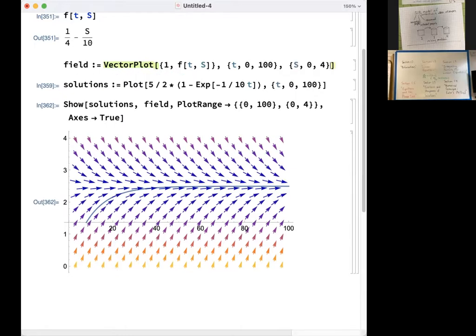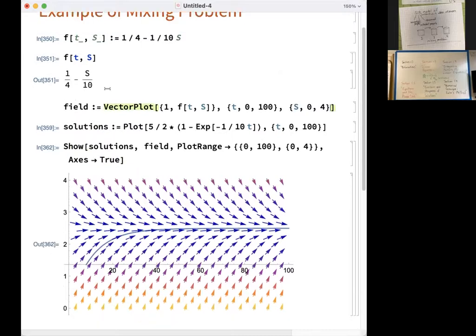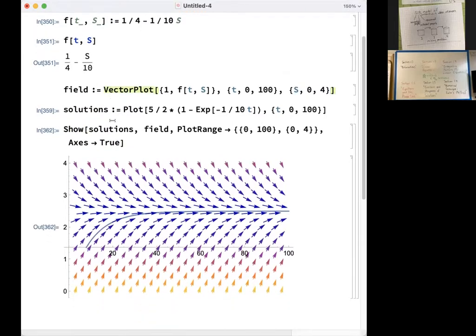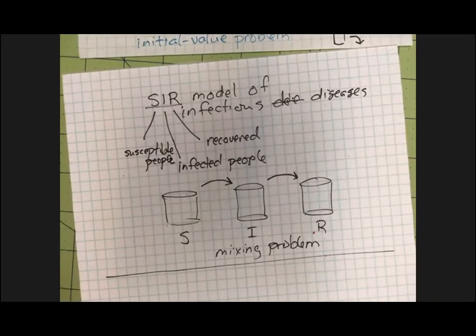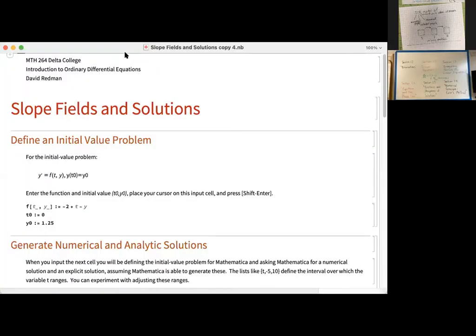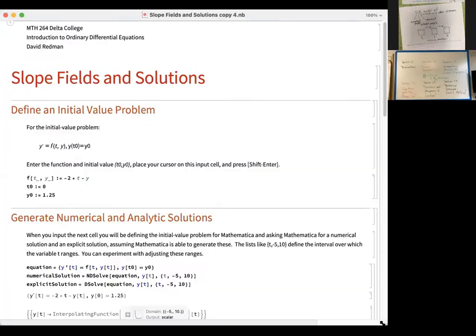Okay, I'm gonna go open up one of my regular worksheets. But here I'm just giving you a raw, let's graph a field, let's graph a solution. Let me open up and share another notebook with you, the slope fields and solutions notebook, to show you more power of Mathematica. Slope fields and solutions. So this is on our website. Let me make a copy of it so I don't destroy my original. It's gonna be the fourth copy. And let me share this with you. Okay, and then we've got to take a break because I went way over time here. Sorry about that.